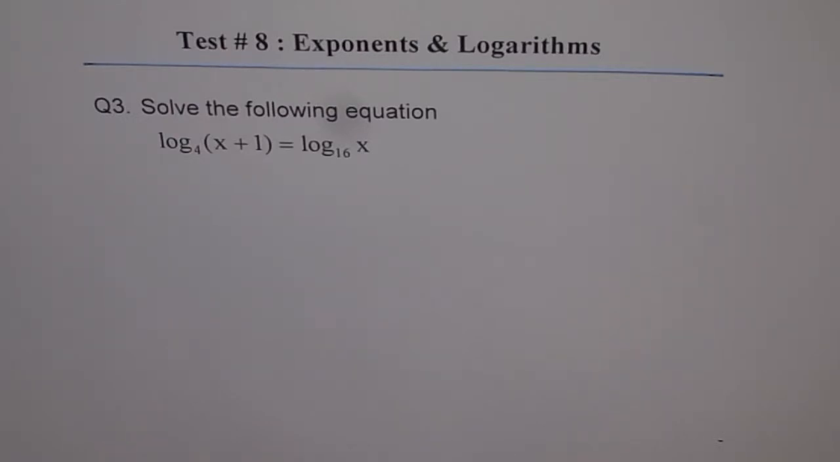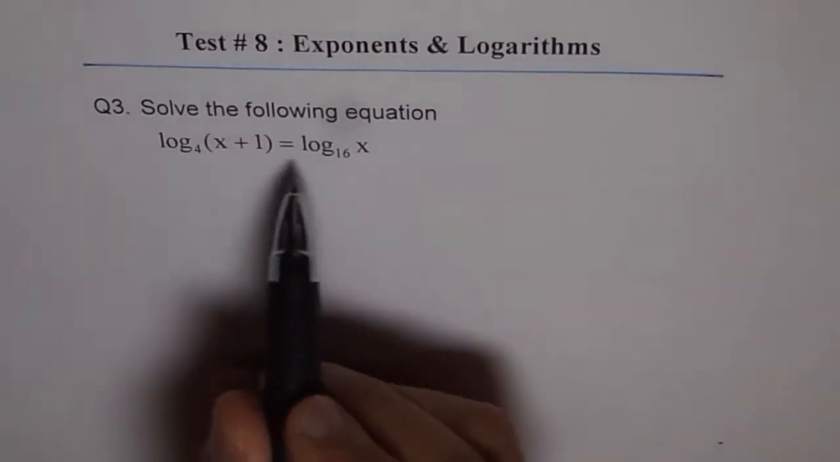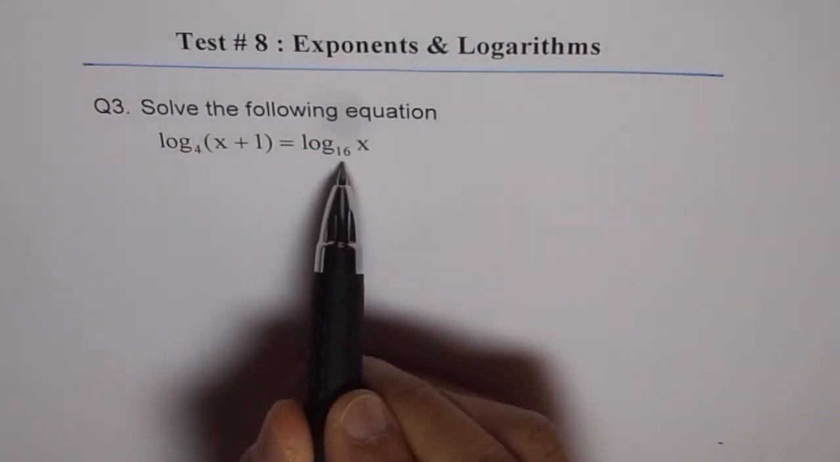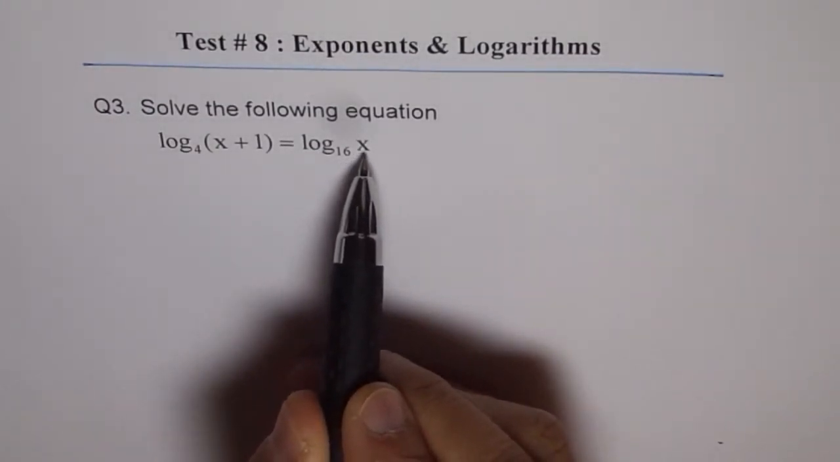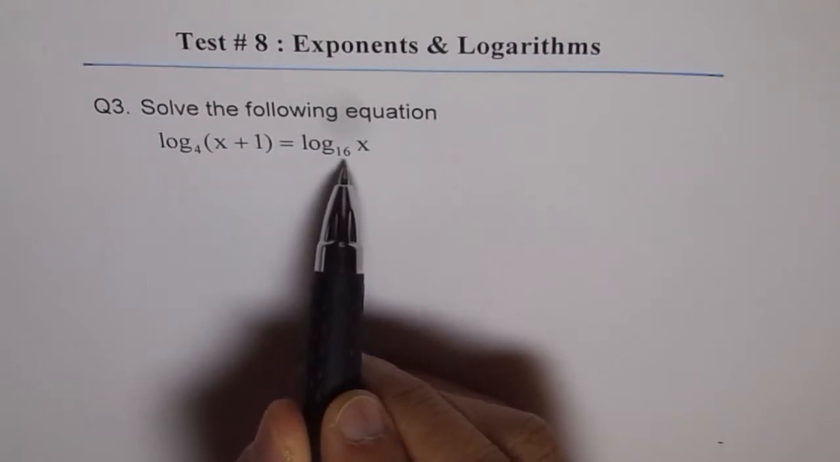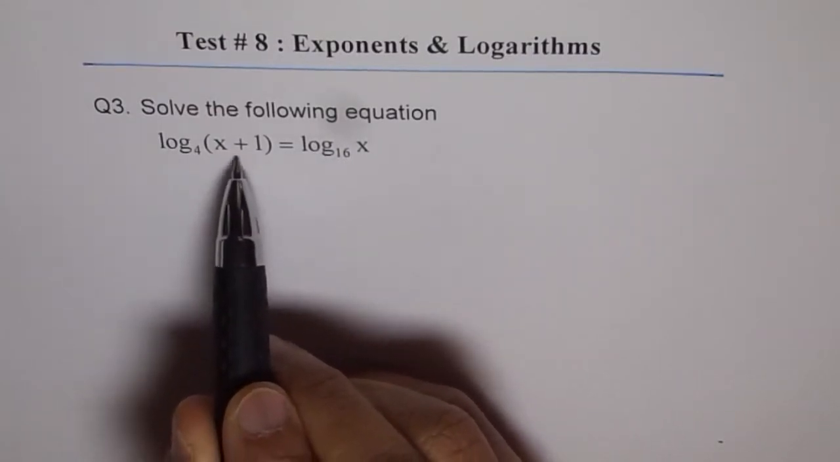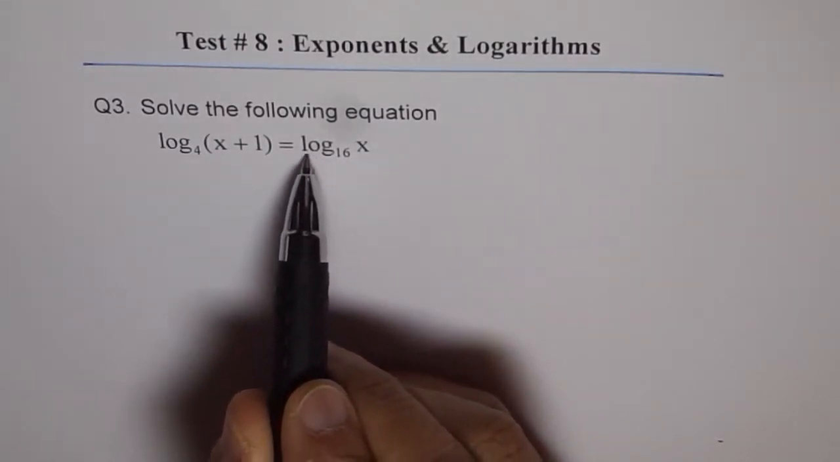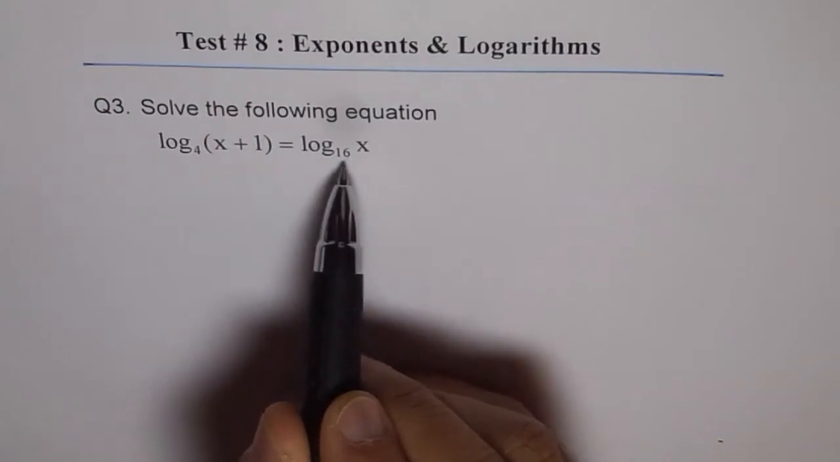Now here is how I like to do it. You will observe that the base is not the same. So here we have log to the base 16. What we can do here is change this base to 4. Then we will compare both the arguments, correct? So let's change log to the base 16 to log to the base 4.